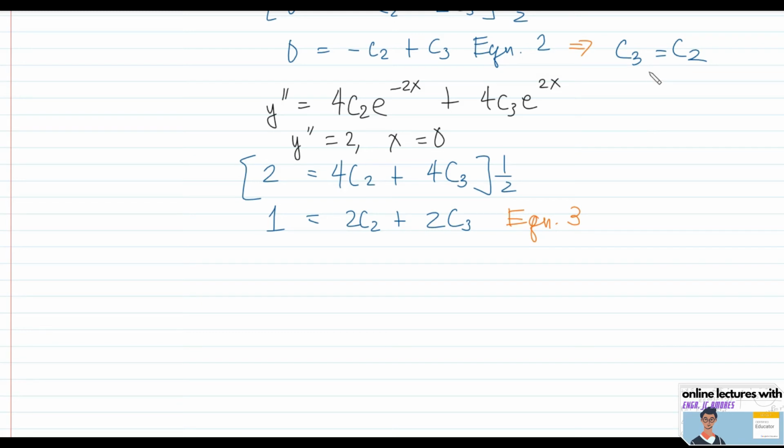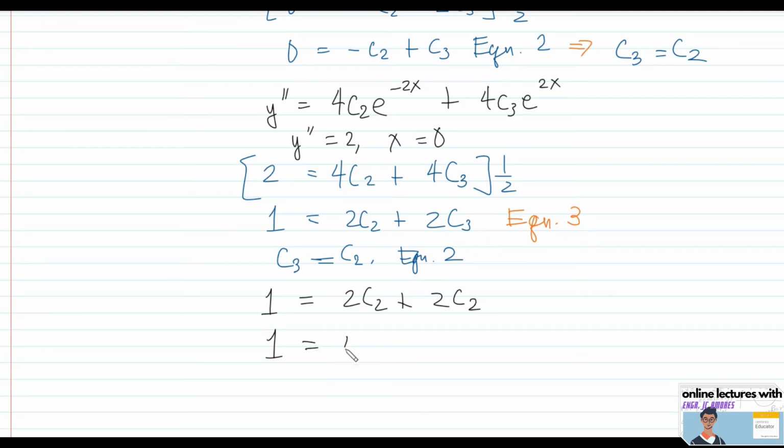From equation 2, we have c3 is equal to c2. So we can just substitute, no? c3 equals c2, and this is from your equation number 2. Okay, so substitute that into equation 3: 1 is equal to 2c2 plus 2 times c2 again, because c3 is equal to c2.